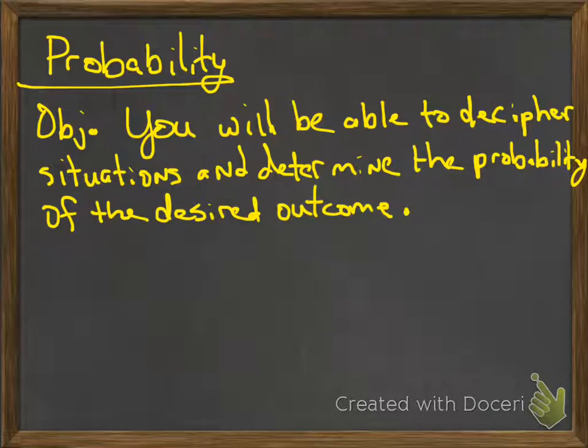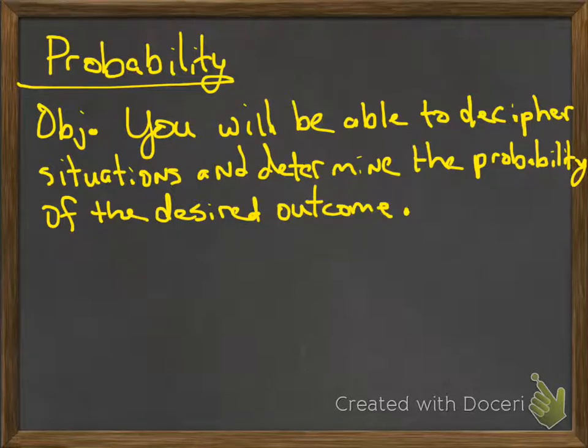Alright, welcome to my next video topic for your lessons that you're going to have tomorrow or today, depending on when you're watching this. We're going to talk about probability. My objective with this one is you will be able to decipher situations and determine the probability of desired outcomes. And hopefully you can see all that. I'm not exactly sure why it seemed like it was off the screen, at least from my view. Anyways, let's look at what we want to do here.